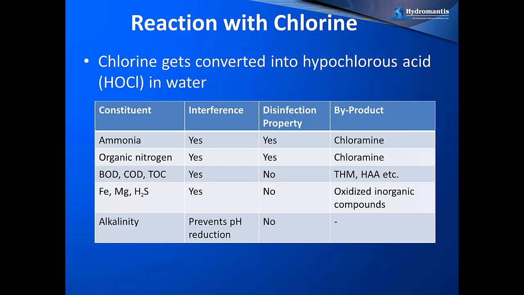There are other reduced compounds which can react with chlorine. For example, iron and hydrogen sulfide can react with chlorine and form oxidized inorganic compounds. The other important parameter in chlorination is the alkalinity of the water, because we are adding chlorine, and depending on what form we are adding chlorine in, it can lead to a reduction in the pH. So in that case, there is a need for having proper alkalinity in the water.